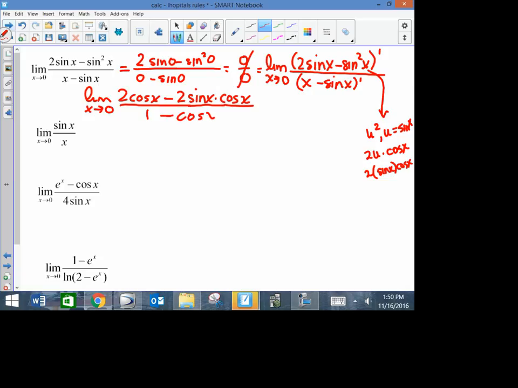Now we're going to try and plug in 0 again. 2 cosine of 0, what's that? All right, so far so good. Minus, what's cosine of 0? 1 minus 1.